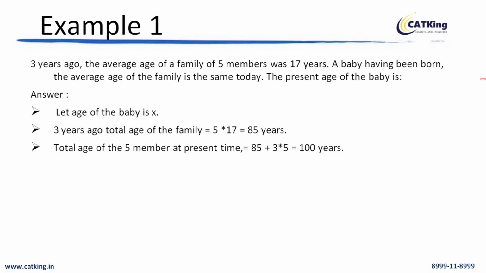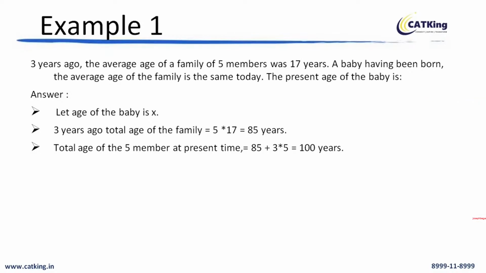The average age of these 5 members of the family 3 years ago was 17. 3 years later, everybody's age increases by 3 years, not just one person's. If the sum of the ages was 85, their sum of ages right now would be 85 plus 15, because there are 5 people and each one's age has increased by 3 years, so it is 15. I hope you get it, 3 into 5. So the total age of the 5 members at the present time would be 100.